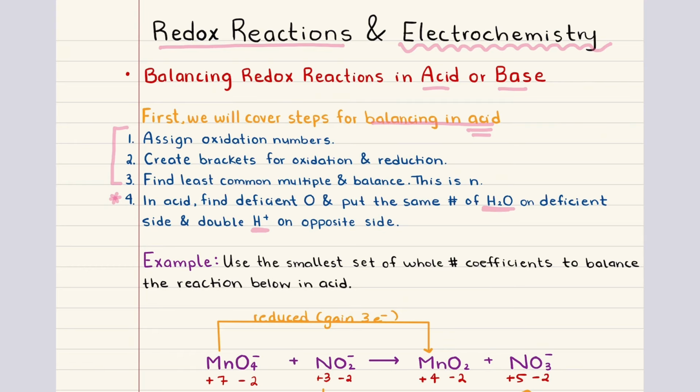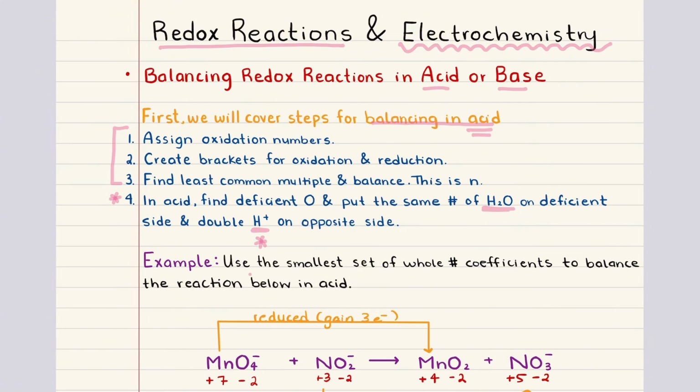After, if oxygen is deficient on one side, we can add water molecules to that side to supply the missing oxygen. But when we do that, we have to add hydrogen ions to the opposite side to balance the hydrogen that we introduced with the water. And this step is unique to acidic solutions, and it reflects the fact that hydrogen ions are available in solution.